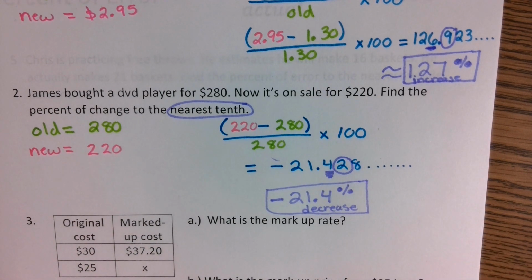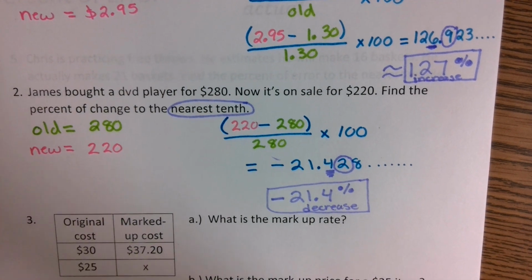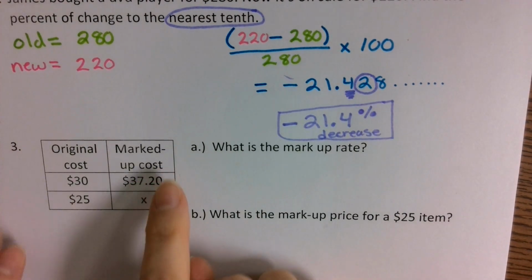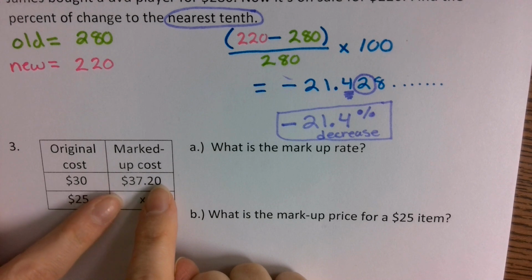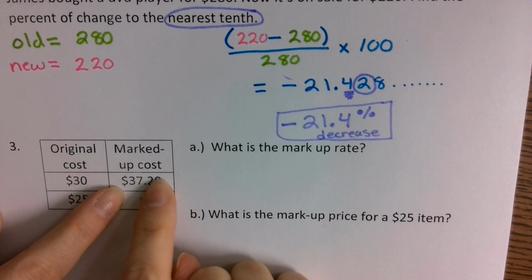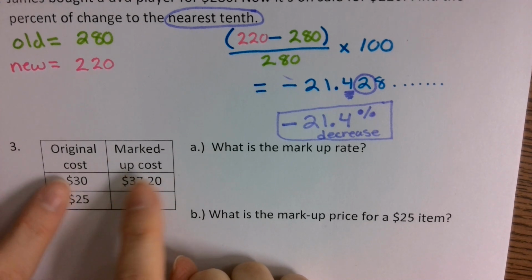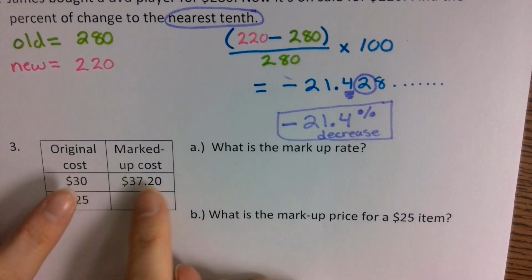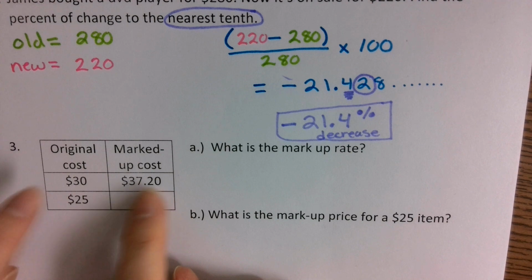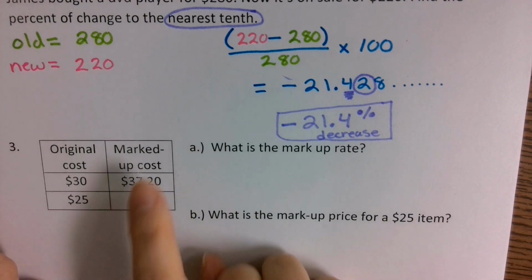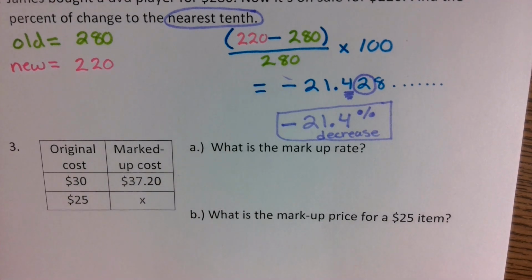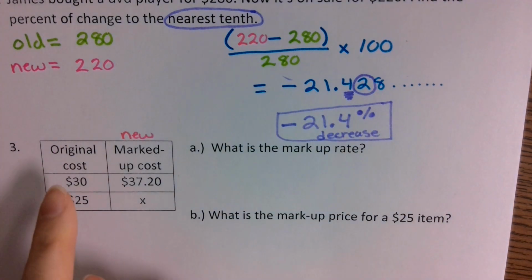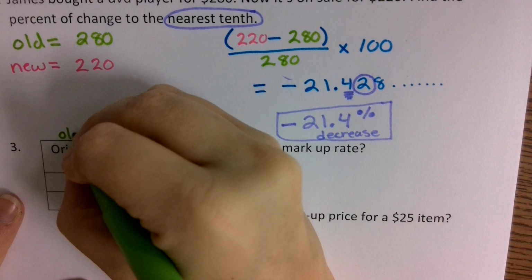Okay? Let's try number 3. We want the markup rate. So we're looking at an original to a marked up cost. So what the markup cost was. We want to know what was the rate of the markup. Okay, so that means which one of these is the new? The marked up cost, right? The markup cost is going to be our new. And then obviously the original cost is our old.